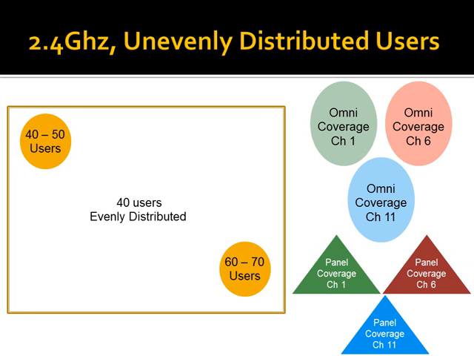The other way we control coverage is antenna pattern. Before today, for these discussions, we've been talking about omnis only. For this discussion, I'm going to tell you that you have omni antennas and you have panel antennas with a 90-degree pattern of coverage.